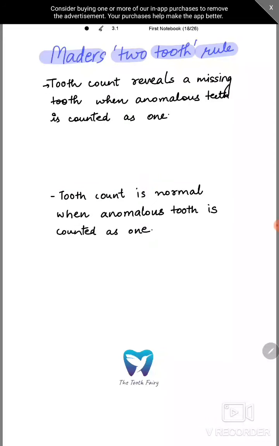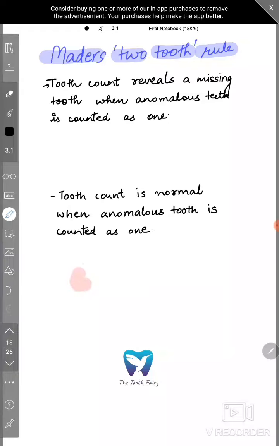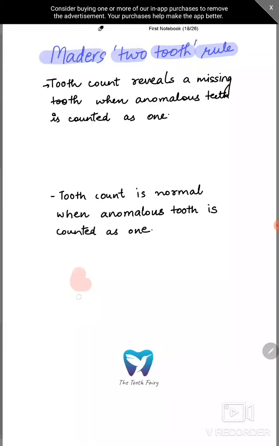Then how will we decide whether it is gemination or fusion? Like if we are just seeing it clinically, how can we decide? Because in both the cases the teeth are united. So we will do the tooth count first. We will exclude the third molars, and count the anomalous tooth as one.